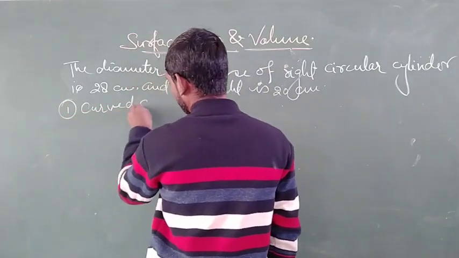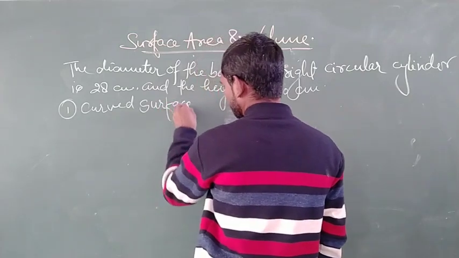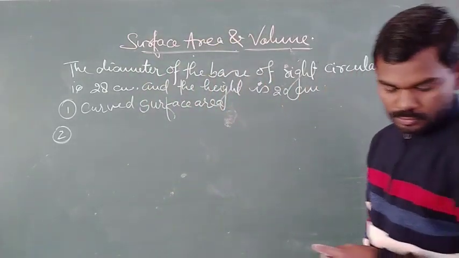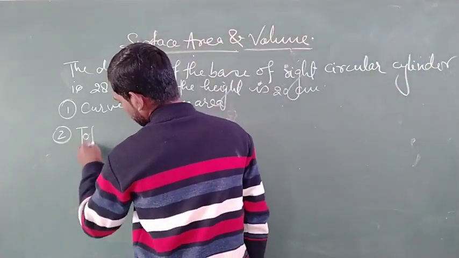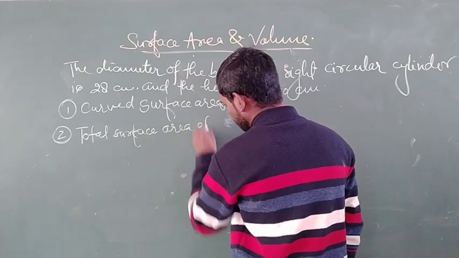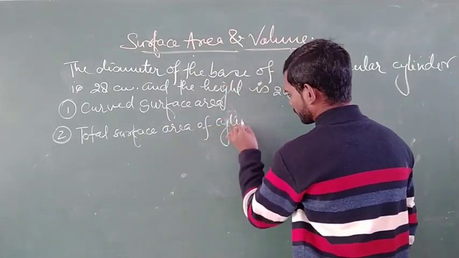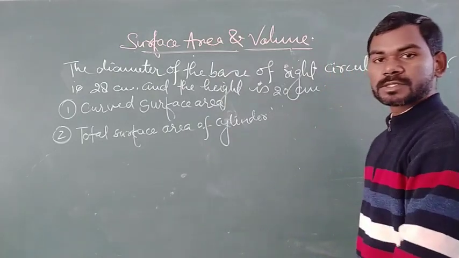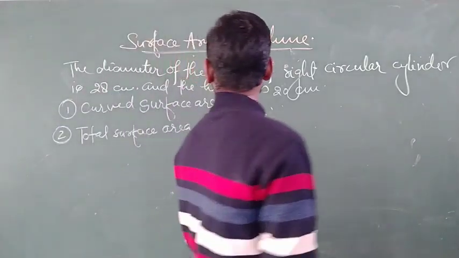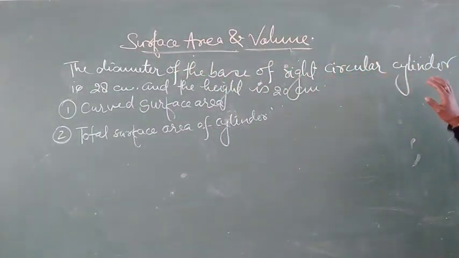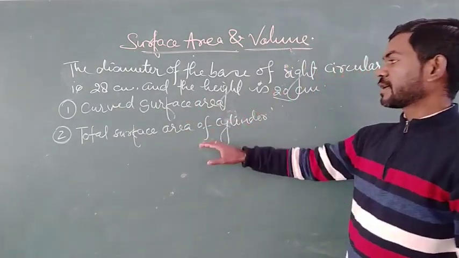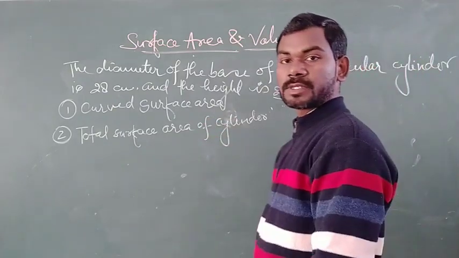Find curved surface area, and the second one is find total surface area of cylinder. So there are two questions given and we have to find out their value. The question says that the diameter of the base of a right circular cylinder is 28 centimeter and the height is 20 centimeter. Then find the curved surface area as well as the total surface area.